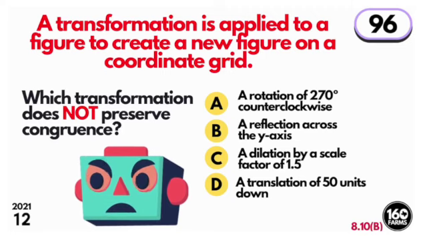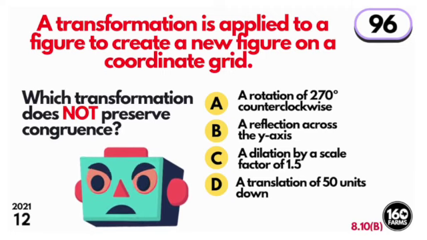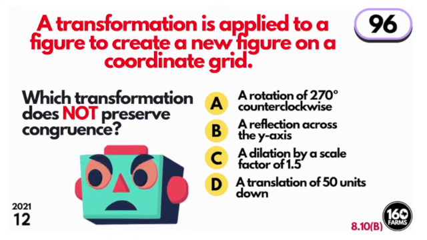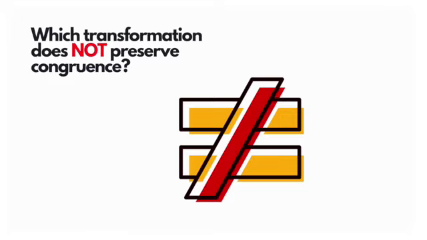Number 12, a transformation is applied to a figure to create a new figure on a coordinate grid. Which transformation does not preserve congruence? Congruence meaning equal. So what we're going to be looking for is which of these four statements is not preserving congruence, which is not equal.